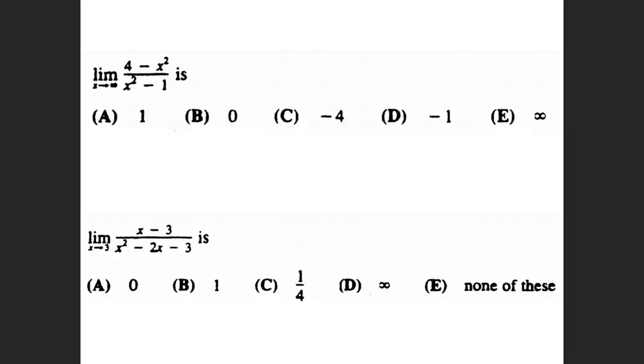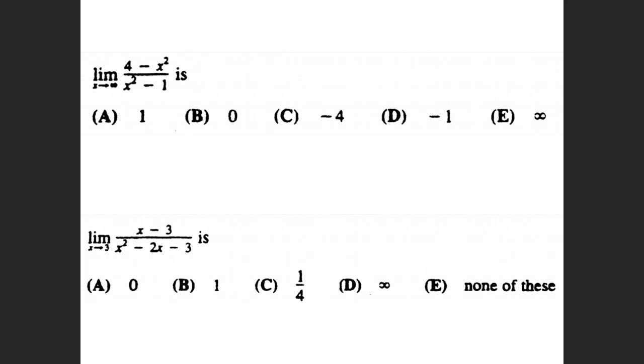Good. All right. Now, how about... no, it's the same problem. No, I guess it's not. The limit as x approaches positive infinity of 4 minus x squared over x squared minus 1. What is my answer? Negative 1, or letter D. Correct.